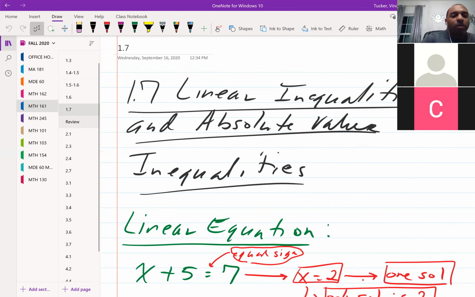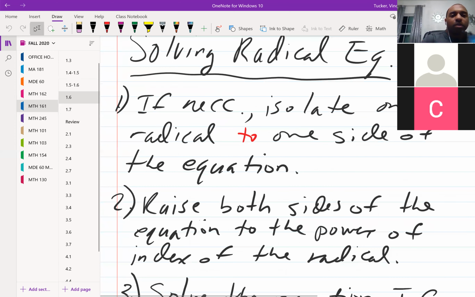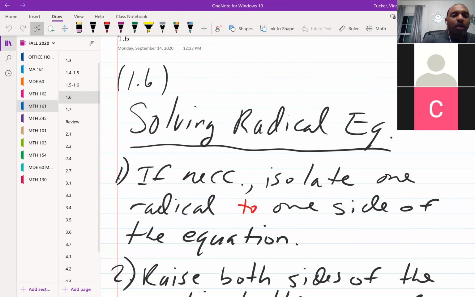So that means next class we'll be looking at the rest of 1.6 and possibly some of 1.7. Just depends on if we can get through it. And that is it for chapter 1.